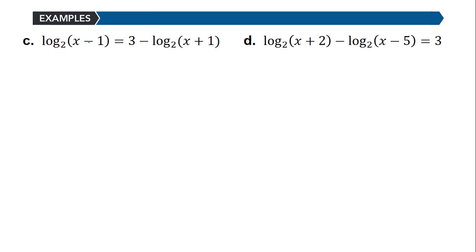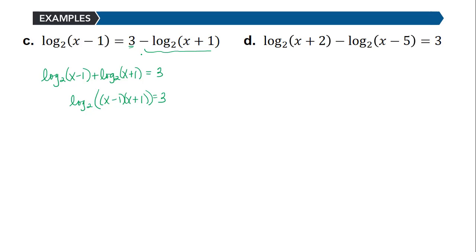Part C is log to the base 2 of x minus 1 equals 3 minus log base 2 of x plus 1. So notice that I have logs and a constant term. So to solve this equation, I need to collect my logs to one side. So I'm going to add the log base 2 of x plus 1 to each side. So this gives me log base 2 of x minus 1 plus log base 2 of x plus 1 is equal to 3. Now I need to combine the two logs, recalling that the sum of two logs is a log of a product. So this is rewritten as log base 2 of the product x minus 1 times x plus 1 is equal to 3.